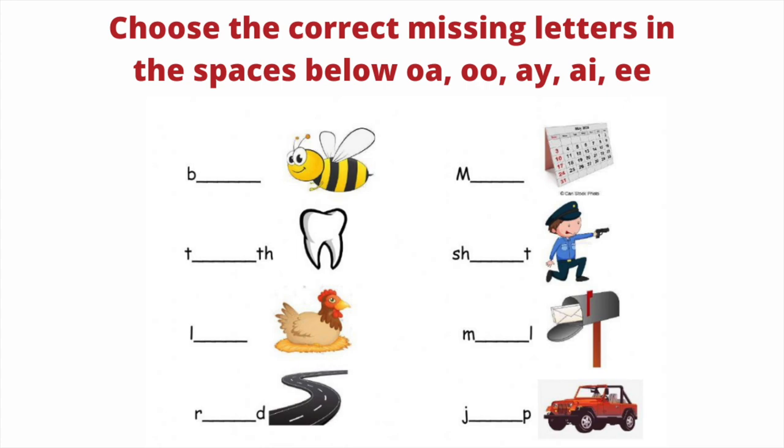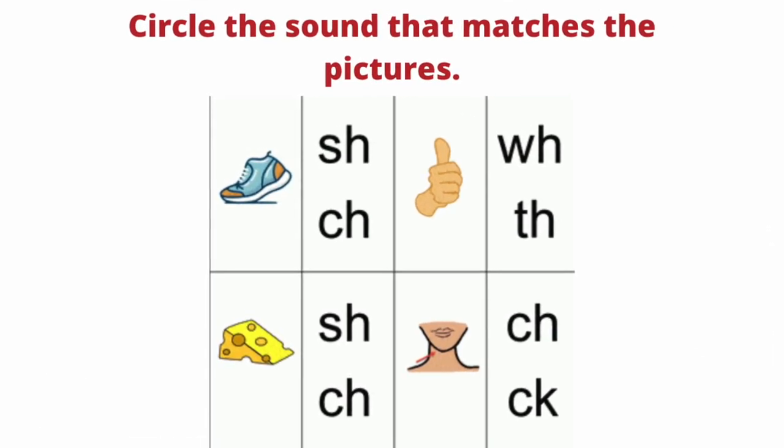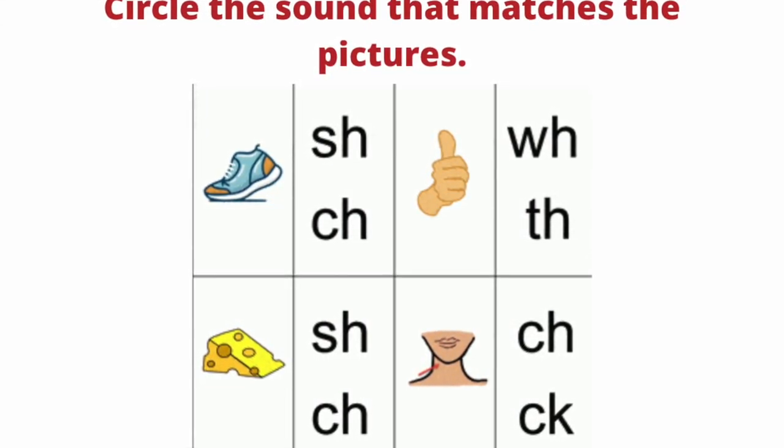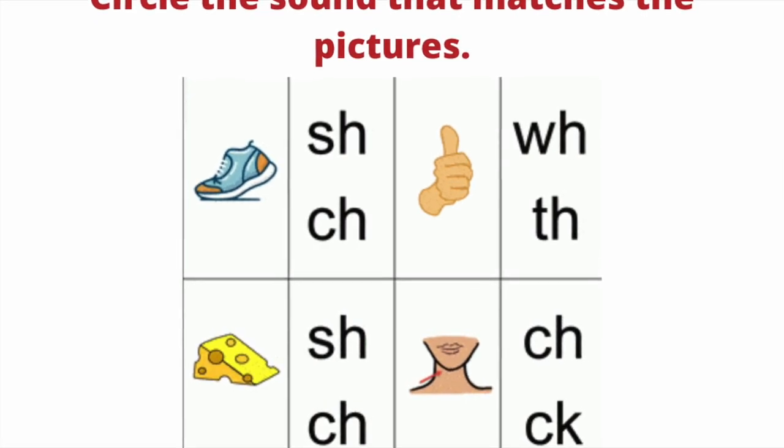Now we are going to practice with vowel digraphs and consonant digraphs. Choose the correct missing letters in the spaces below. Think and then answer. Now circle the sound that matches the pictures. So now you have to practice and practice.